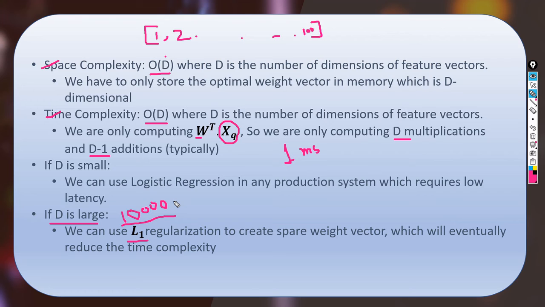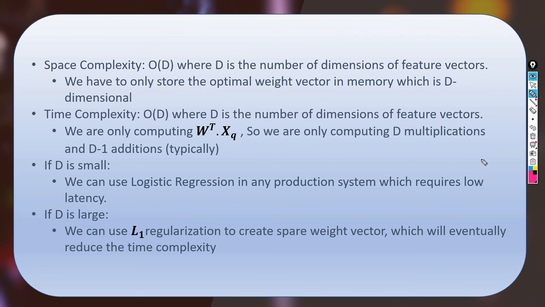So that's why machine learning engineers generally, if they have to deploy a logistic regression model which requires low latency output, and in the meantime the dimension is very large, actually use L1 regularization while training, because it creates a sparse weight vector and drastically reduces the time complexity. Okay, so this is about the space and time complexity at the inference time for logistic regression.